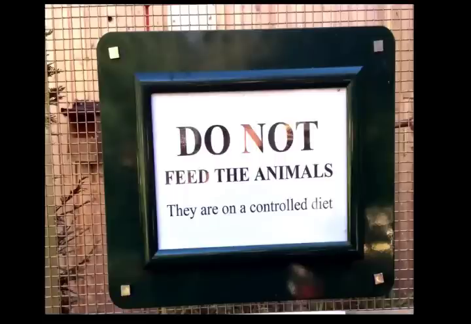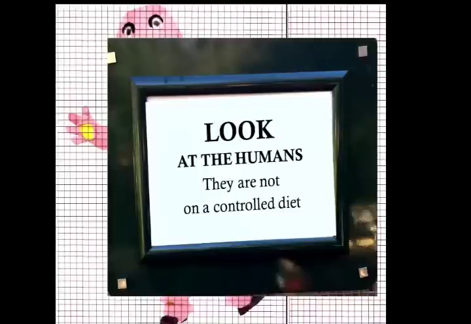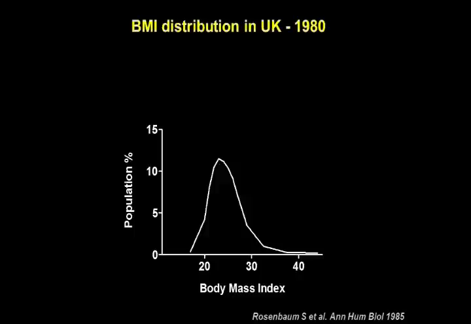I'm sure many of you have seen this sign down in Pet's Corner. But I wonder how many of you thought what it says on the other side of the sign. And you might wonder about this next time you walk down Northumberland Street. They are not on a controlled diet. Clearly, we have an environmental problem. But back to the science.